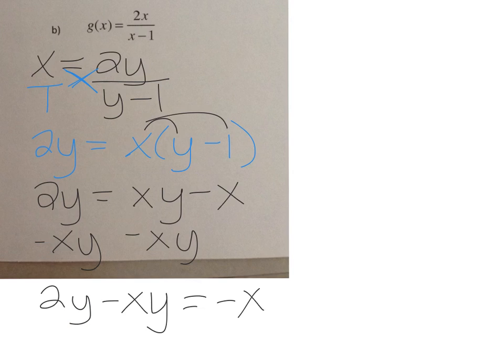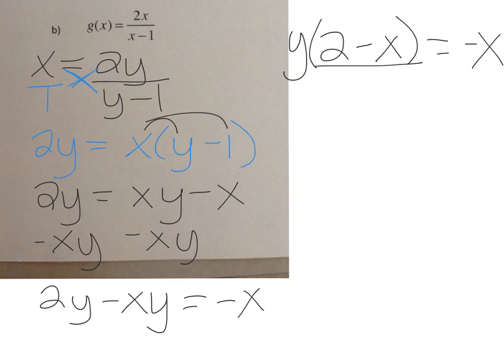So I write a y out front, parentheses, and if I factor a y out of this term, I'll be left with 2. And if I factor a y out of this term, I'll be left with negative x. And the right side will stay negative x. Now I only have one y in my equation, so to get it by itself, I just divide by this 2 minus x on each side. That'll cancel those out, and I'll just be left with y.